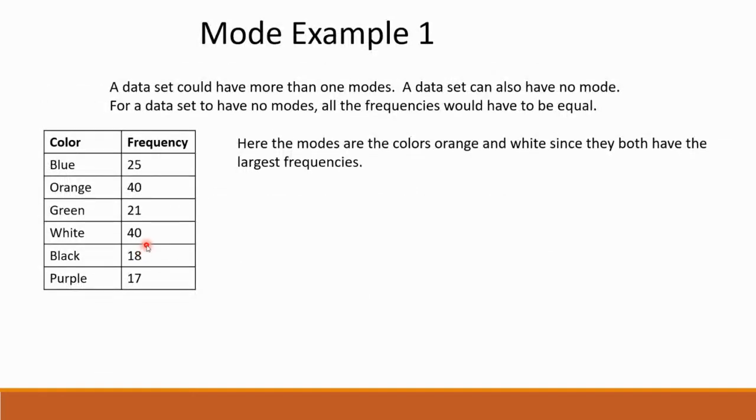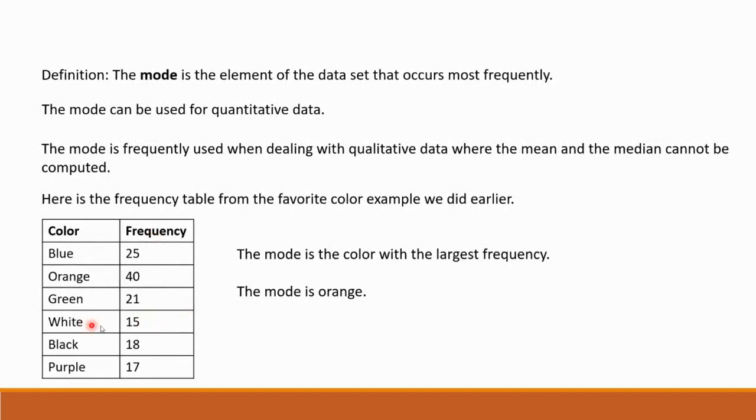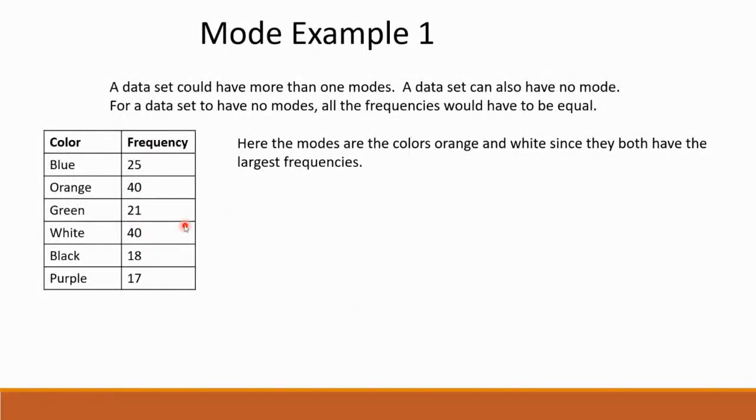Here, though, I changed the data a bit. So here, the mode is orange and white. So this one actually has two modes. It's also possible the mode doesn't exist. What if they all happen to have the same frequency? I don't know how likely that is, but here you can see there's no mode because they all have the same frequency. So that's something that can happen.